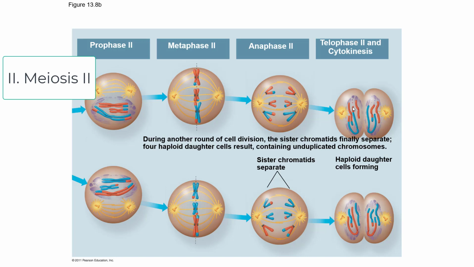Let's look at meiosis 2. In meiosis 2, we start with a haploid cell in prophase 2. During metaphase 2, the chromosomes line up along the metaphase plate. During anaphase 2, the chromatids separate just like they would in mitosis. During telophase 2 and cytokinesis, it's very similar to what goes on during mitosis. Meiosis 2 is essentially the mitosis of a haploid cell into the individual gametes.